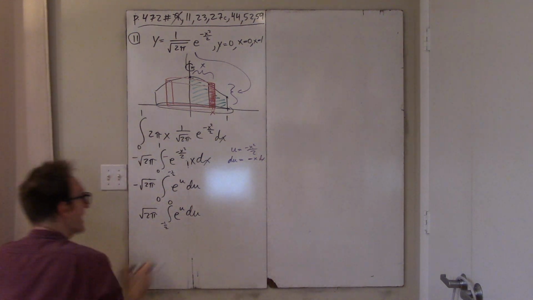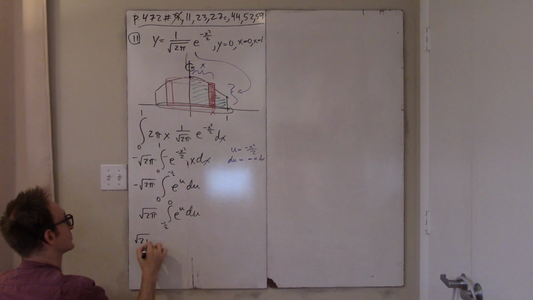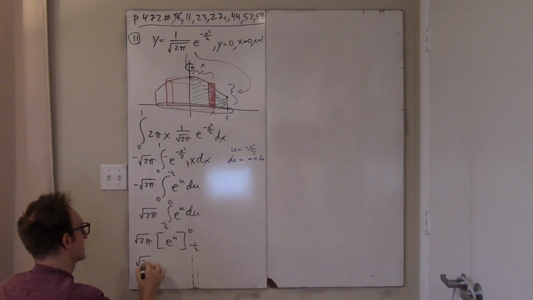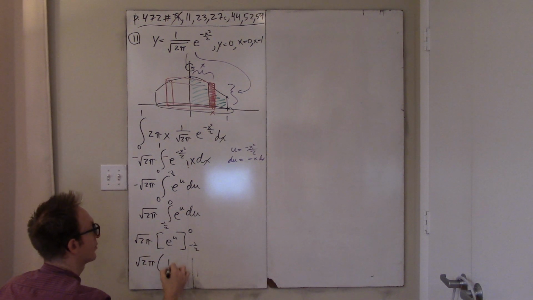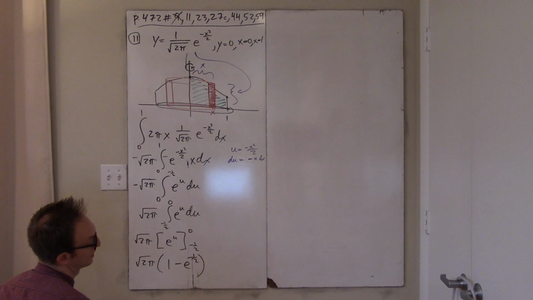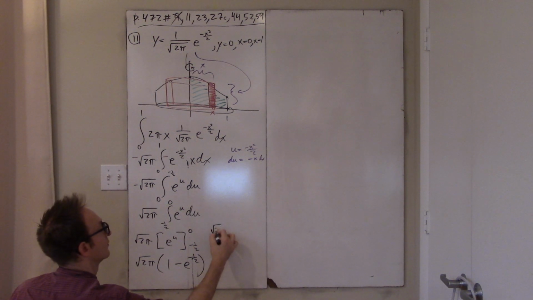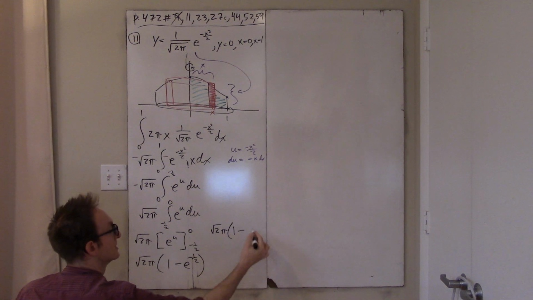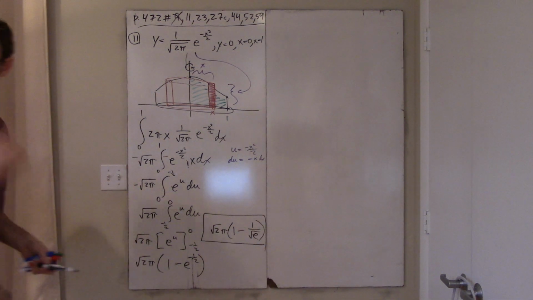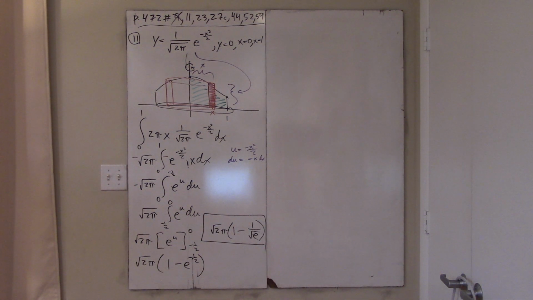Well, that's not too bad because the antiderivative of e to the u is just e to the u, so I get root 2 pi times e to the u evaluated at 0 and negative 1/2. And that is root 2 pi times e to the 0, which is 1, minus e to the negative 1/2. So if you want to be cool, you write this as root 2 pi times 1 minus 1 over root e. That should be our final answer. I bet that's just right. Yep, looking perfectly good. Okay, whew.